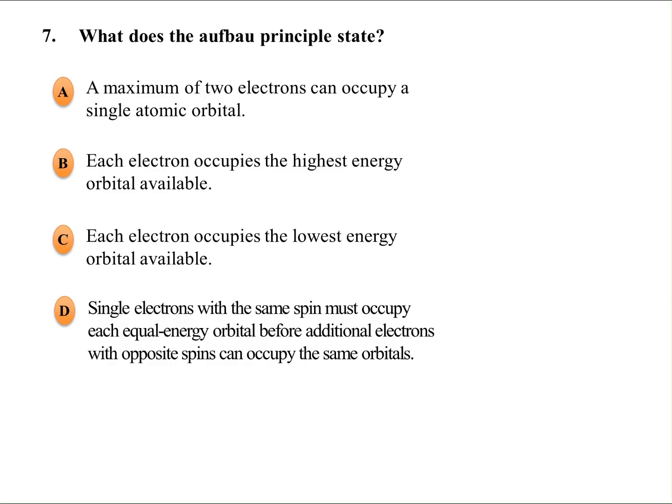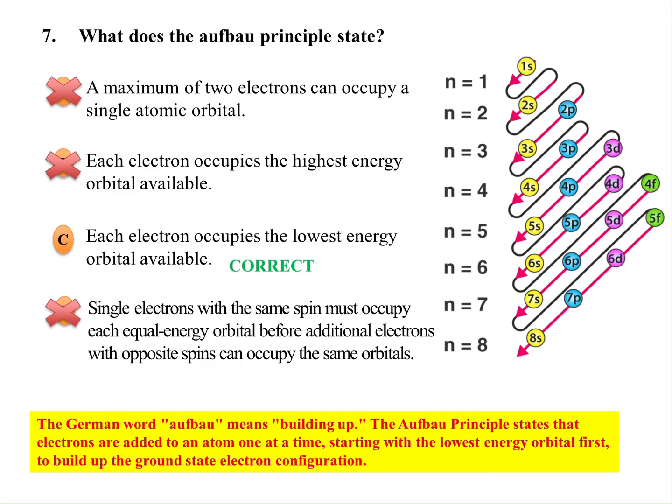What does the Aufbau principle state? Of course, the answer is C. For your information, the German word Aufbau means building up, and the principle states that the electrons are added to an atom one at a time, starting with the lowest energy orbital first to build up the ground state electron configuration.